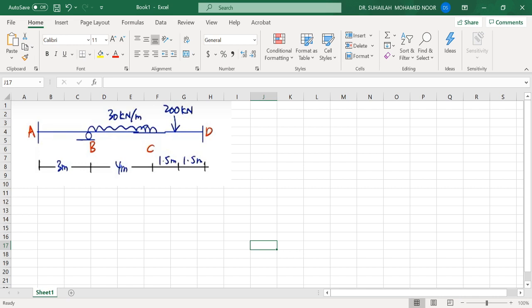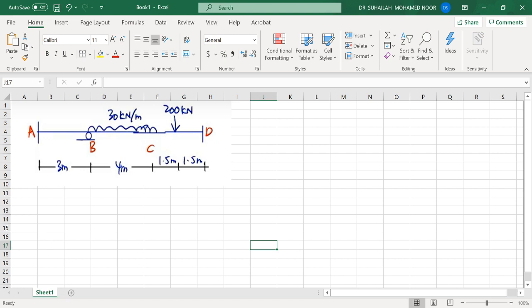In my previous video, I discussed how to calculate the member end moment, and after that how to draw the bending moment diagram using the member end moment that we get from the distribution table. This time I would like to show you how I can calculate the member end moment using Excel.